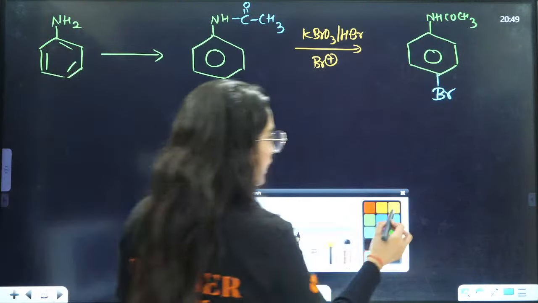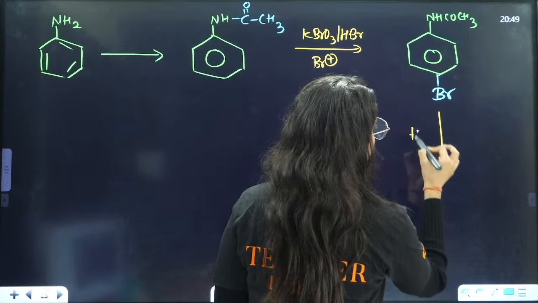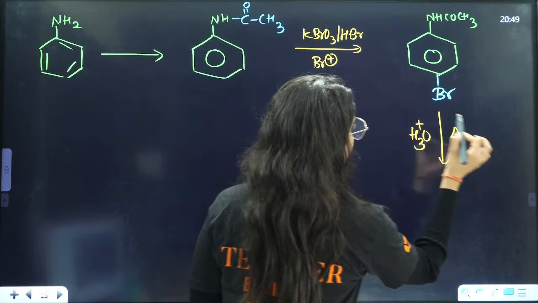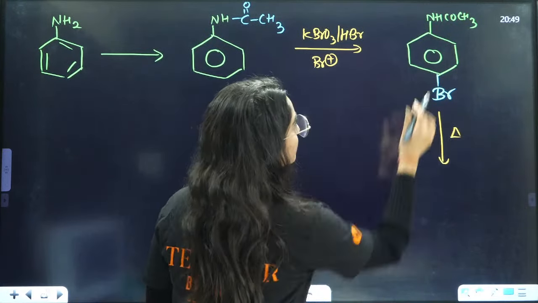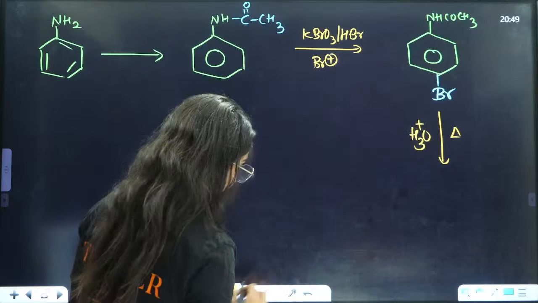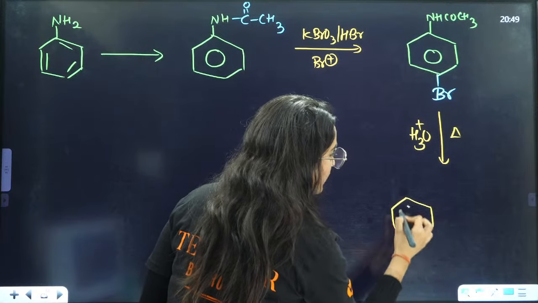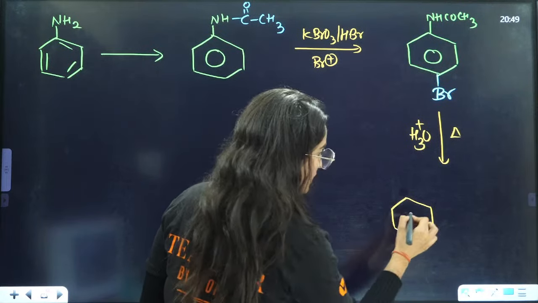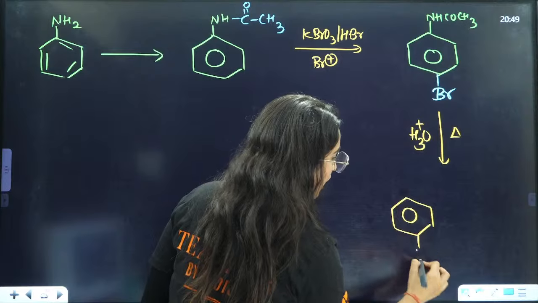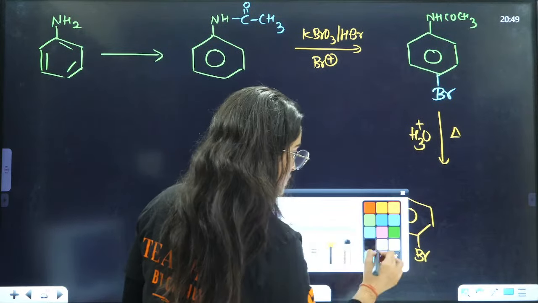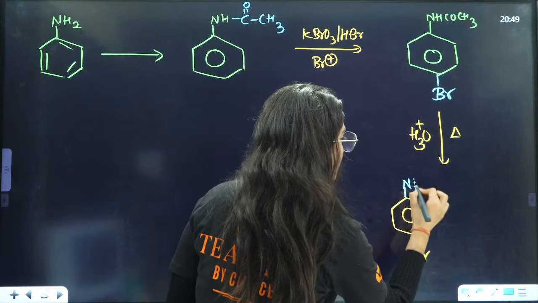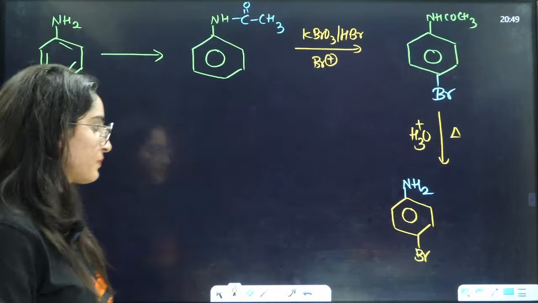After you do the hydrolysis, what will happen? After you do the hydrolysis and heat it, what will happen? This COCH3 group is again replaced with hydrogen, right? So this is benzene, this is Br, and here it is replaced with this NH2. That is replaced by hydrogen, right?